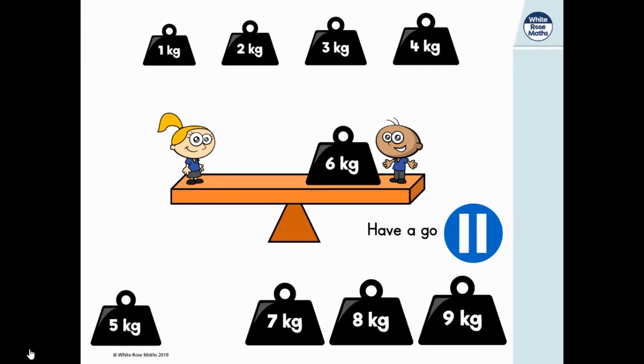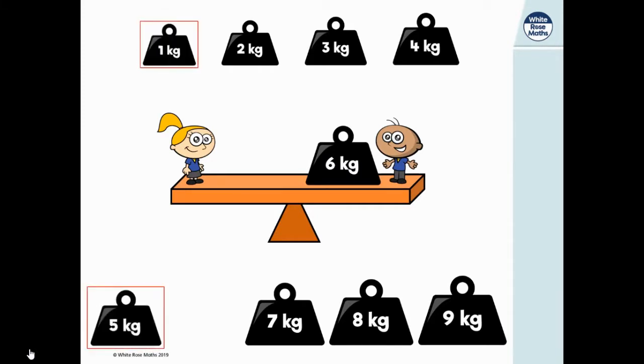How did you get on with that one? The first option that Eva thought about was using the 5 kilogram and the 1 kilogram, and that would be equal to Tommy's 6 kilograms. The second option was to use the 4 kilogram and the 2 kilogram, as that would be equal to Tommy's 6 kilograms. And the third option was to use the 3, the 2 and the 1 kilogram, as that would be equal to Tommy's 6 kilograms. Lots of ways for Eva to choose. Why don't you have a go at making your own seesaw and putting some weights on either side of it? Good luck.